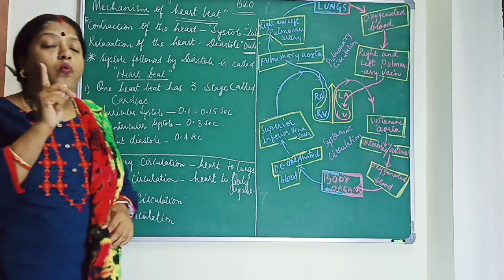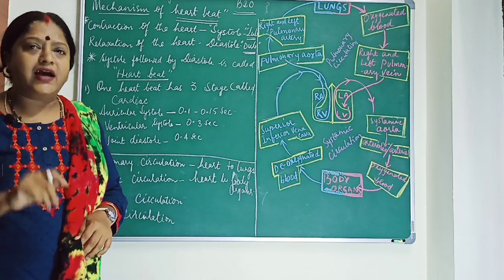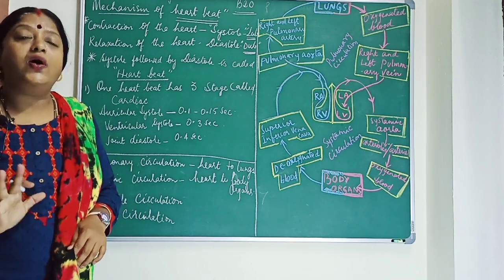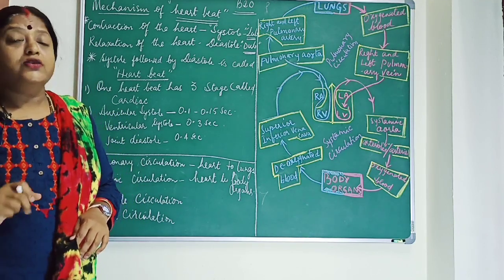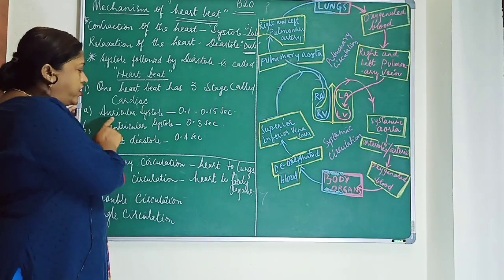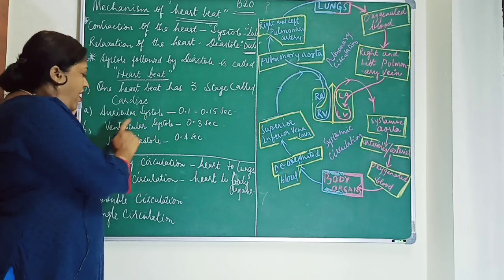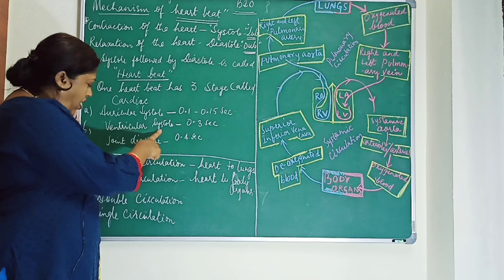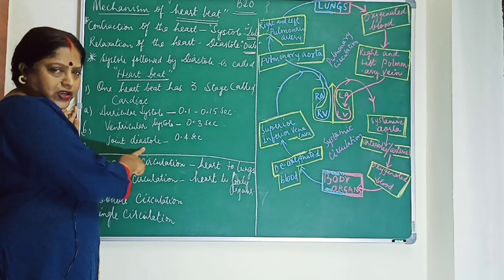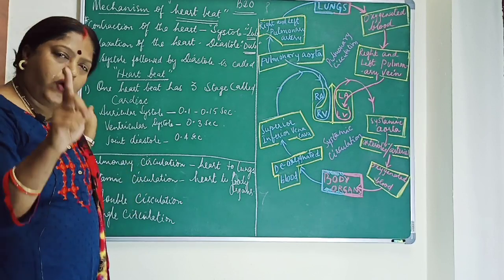One heartbeat has 3 stages, children. These 3 stages are called the cardiac cycle. So what are these 3 stages? The 3 stages are auricular systole, ventricular systole, and joint diastole. These are the 3 stages in one heartbeat.